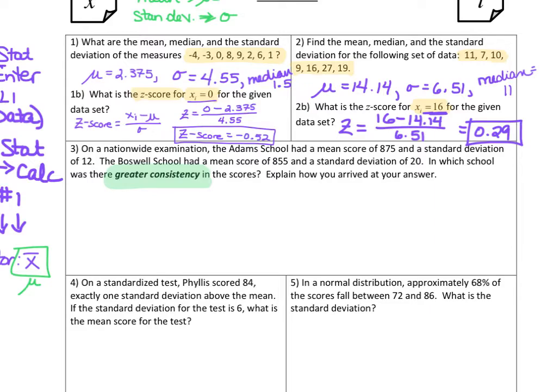If you have, in this case, scores on an examination, if you've got the scores really spread out all over the place, then they're going to have a larger standard deviation.